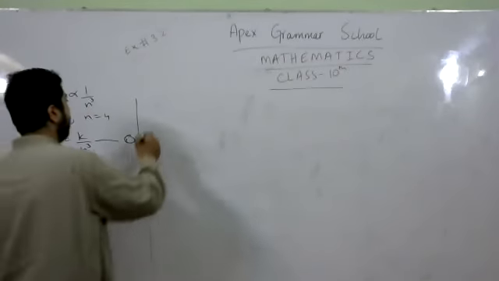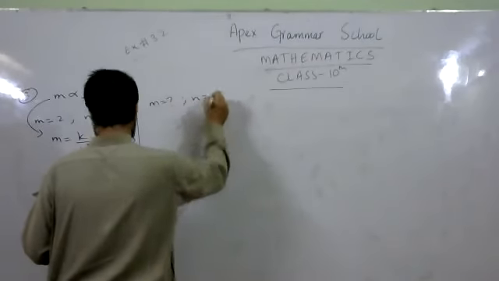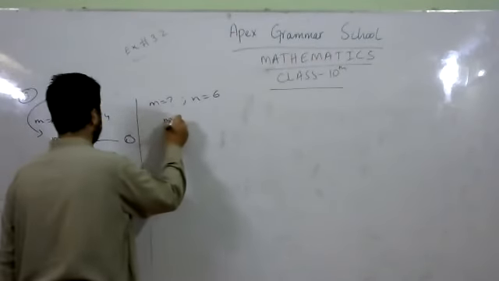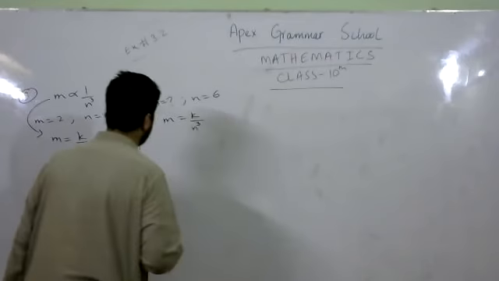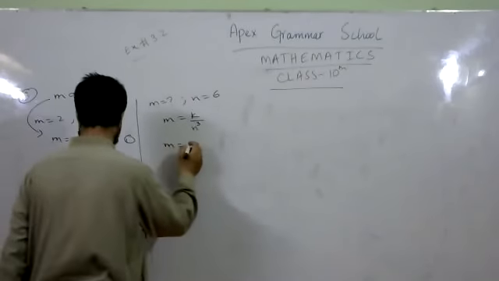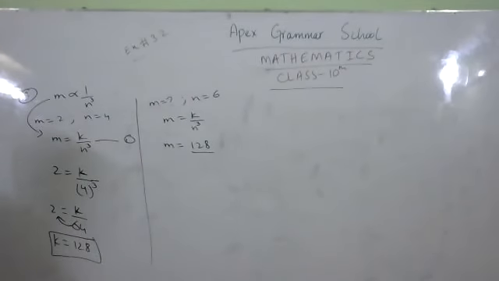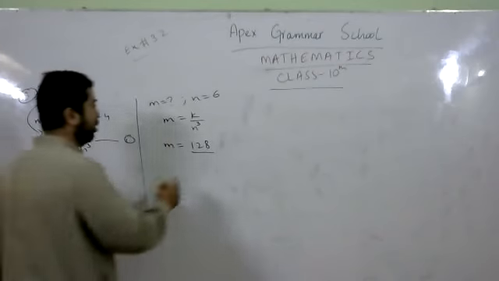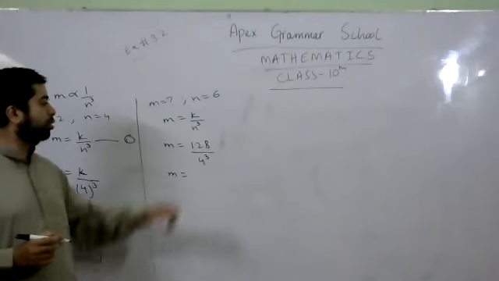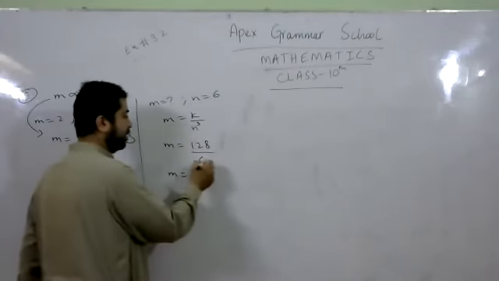Now find the value of m if n is equal to 6. m is equal to k over n cubed. Put all these values in it. So we can say that m is equal to 128, the value of k, over n cubed, where the value of n here is 6. So you can say that 6 cubed.